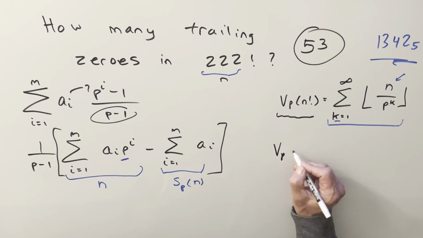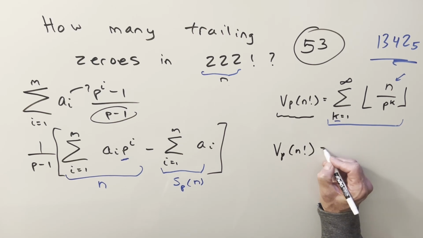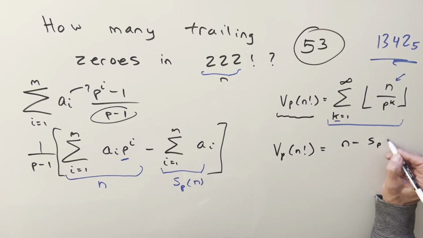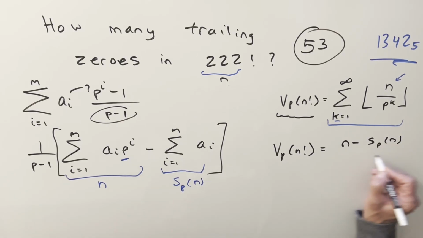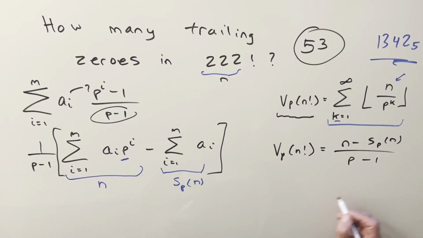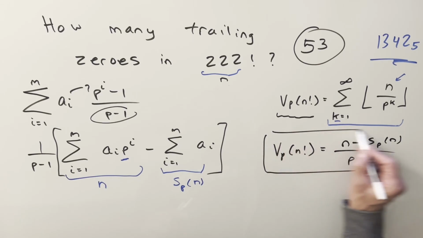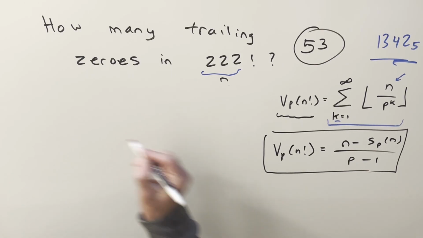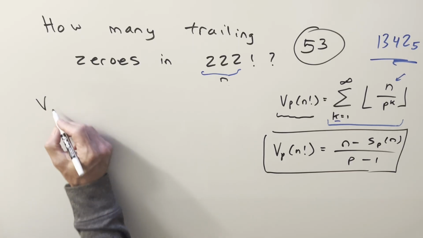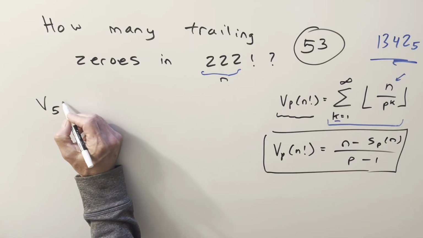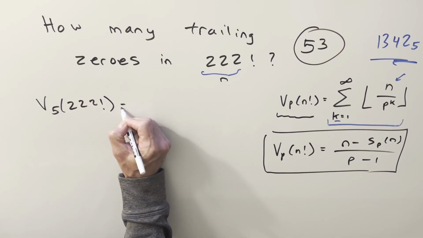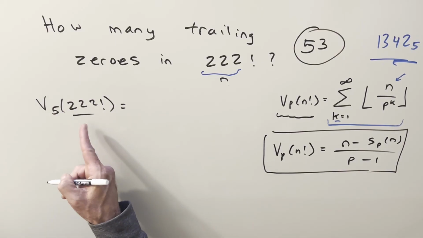So for our p-adic valuation of a factorial number, we can just write it as n minus the sum of the digits of the base p expansion of it, over p minus 1. And that's going to be our formula, and we'll just use that now to solve this problem here. So going ahead with the specifics, our p value is going to be 5. So we want the 5-adic valuation of 222 factorial, where n is going to be 222.